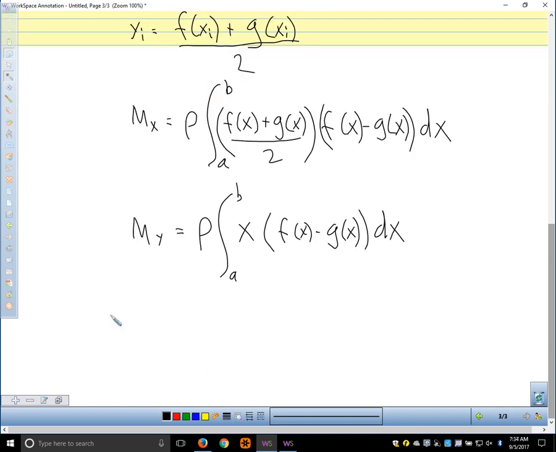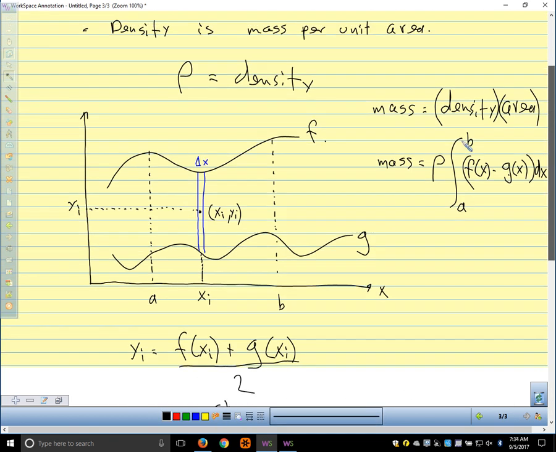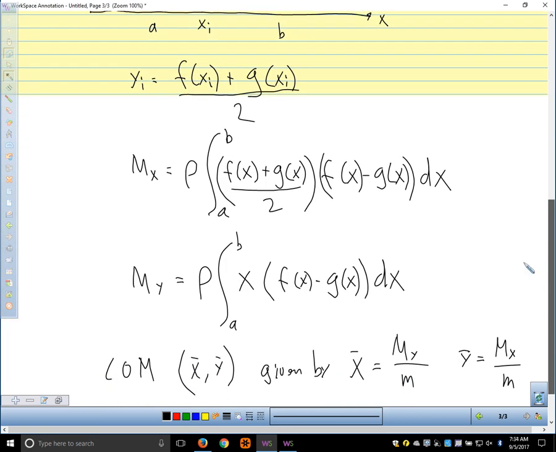And then our center of mass, x bar, y bar, given by x bar is m sub y over the mass, and y bar is m sub x over the mass. So to find our center of mass, I'll talk about centroids in just a second. For the center of mass, we have to do 3 integrals. We have to find the mass. We have to find m sub x.